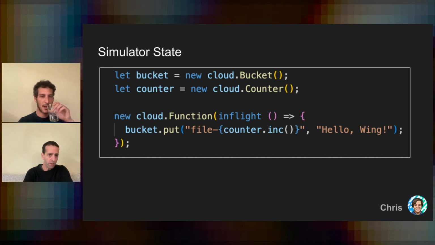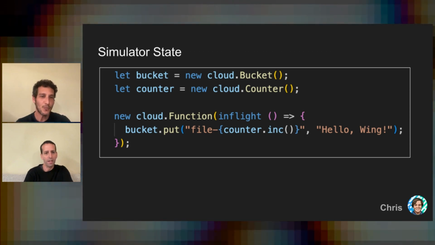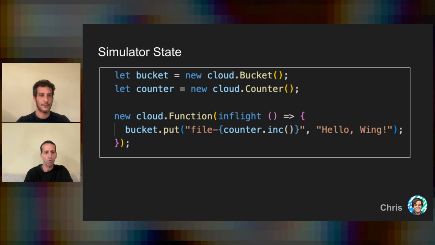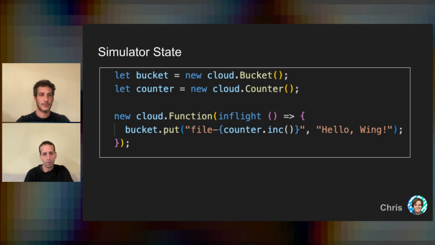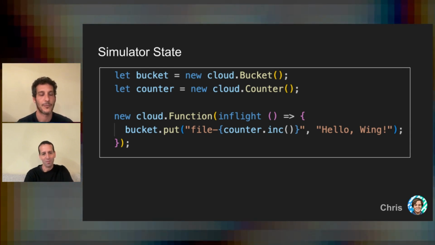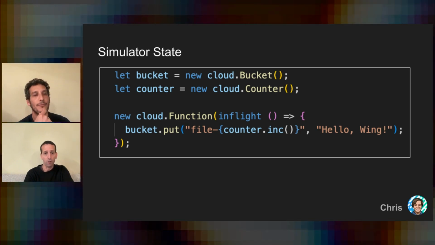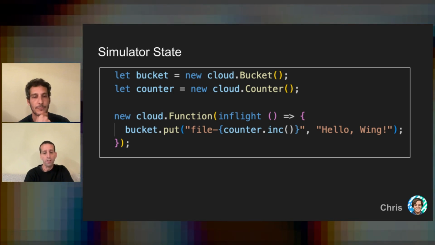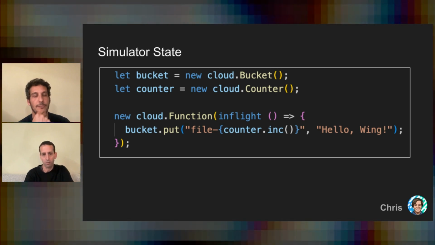Essentially, Chris, one of our beloved team members, contributed that part, and what he did here is keep state for the simulator between different compilations. I think it's better explained through this example. It's a very simple example, very similar to our Hello Wing example. We have a bucket, a counter, and a simple cloud function. When this function is invoked, it just adds another file, file-0, file-1, based on the counter value.